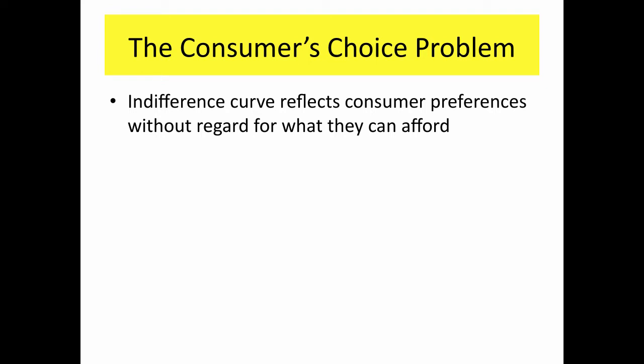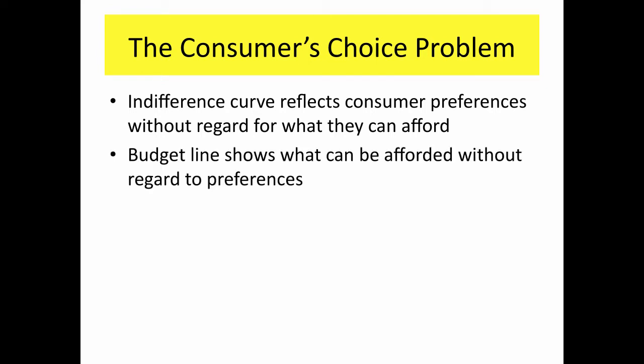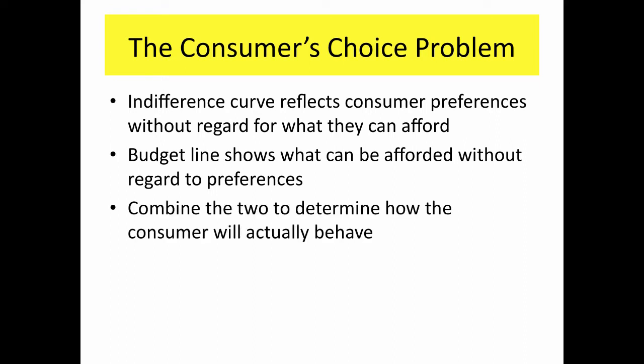would a consumer consume? The budget line was important because it actually showed what the consumer can afford to pay, but it doesn't have any regard with respect to preferences. So we've got two pieces of a puzzle here that are very important. One reflects preferences, those are indifference curves, but doesn't reflect what's affordable, and the other reflects what's affordable, that's the budget line, but doesn't reflect preferences. We're going to combine the two to determine how the consumer will actually behave.